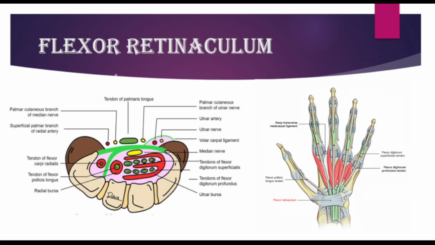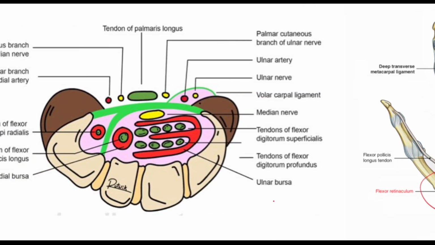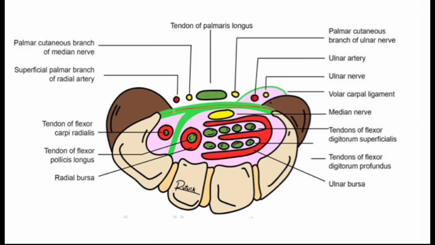First of all, the flexor retinaculum. This is the flexor retinaculum. Here on the medial side, it is attached to the pisiform and hook of hamate, and here it is attached to the scaphoid and trapezium. So it is done. Now let's see the structures passing superficial and deep. So this is the flexor retinaculum.